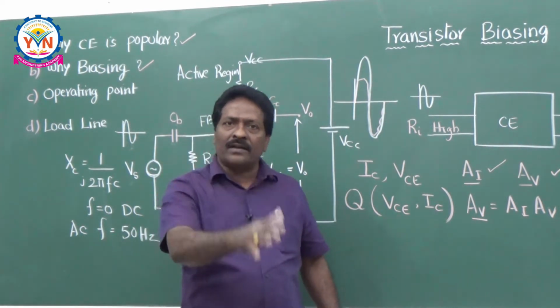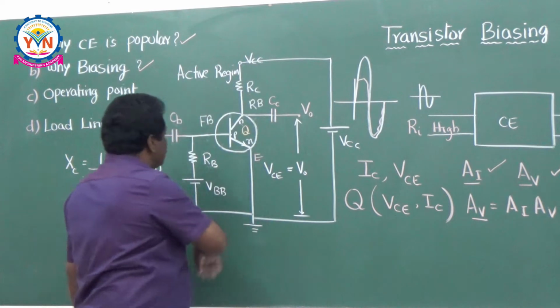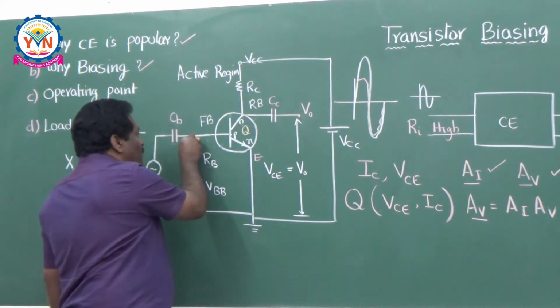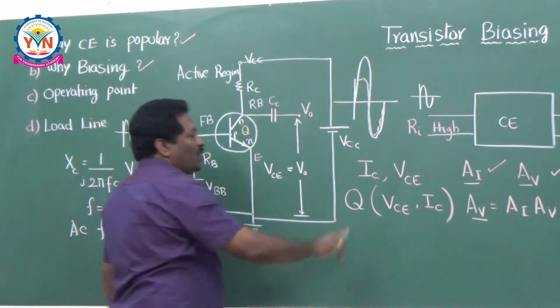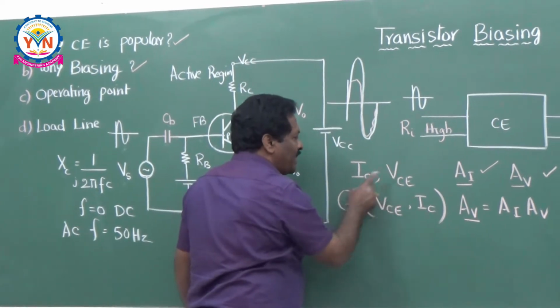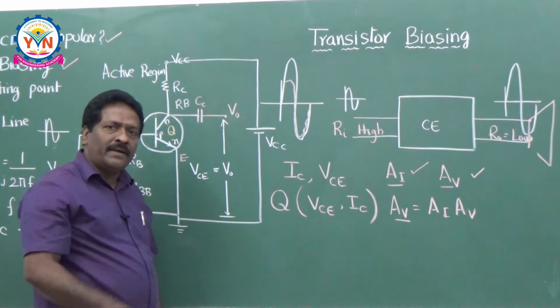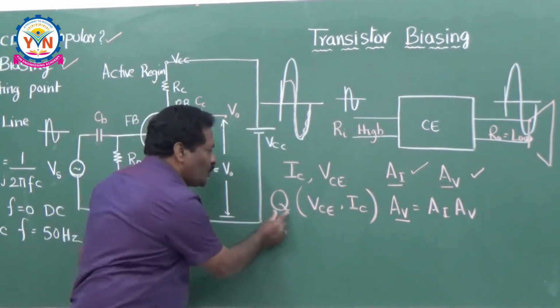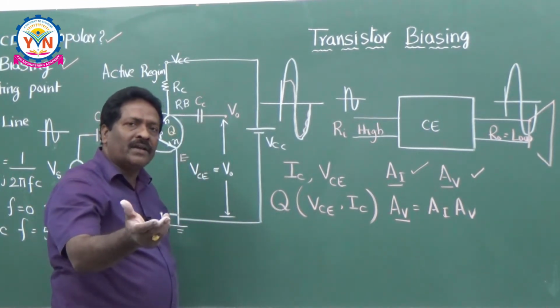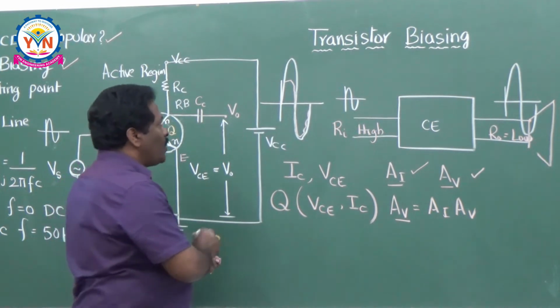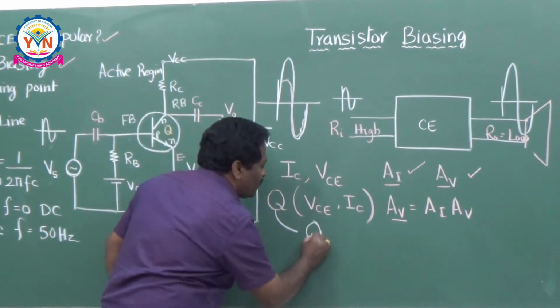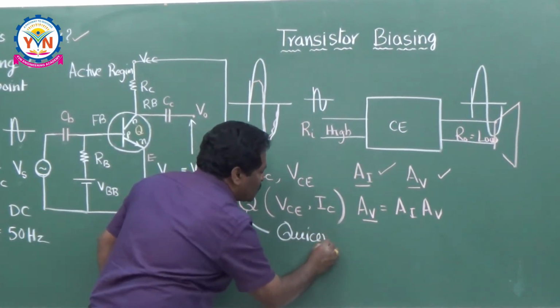Exactly, in your transistors, if you want to pass the signal from this to this without distortion, you have to see what values you are maintaining in the DC, VC and IC. And one more important point is here, friends. What is Q? Q means an operating point, quiescent point. You can say Q means here quiescent, Q-U-I-E-S-C-E-N-T, quiescent point.